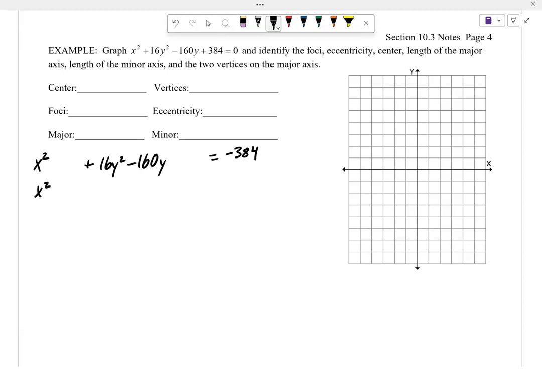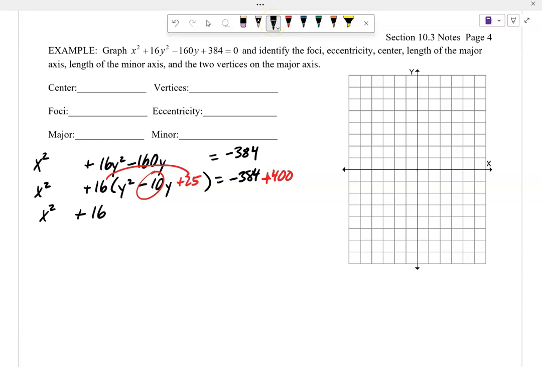Well, I already got the perfect square from that one. This one I'm going to have to take a 16 out. And I'm going to have to complete this square. So I take negative 10 over 2 is negative 5. Negative 5 squared is 25. So 25 is what I want to add in here. But I really added 16 times 25, which is 400. Okay. So now we have x squared.